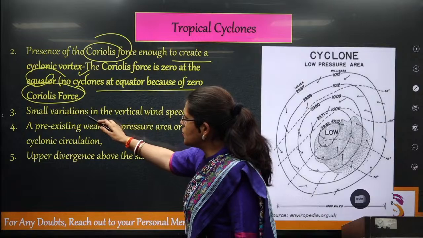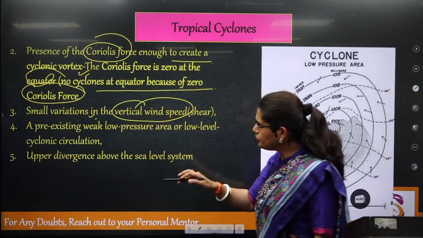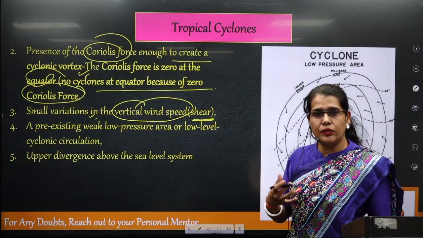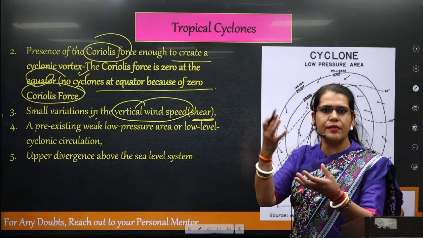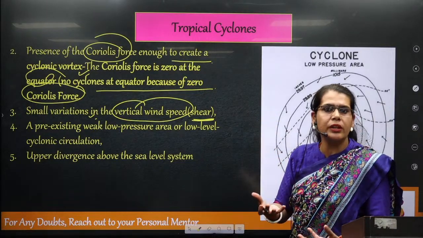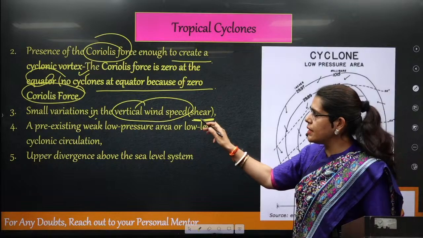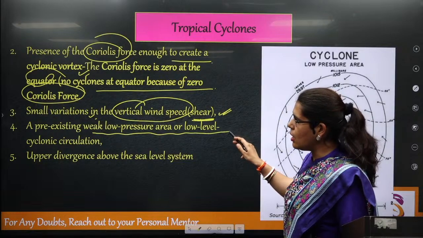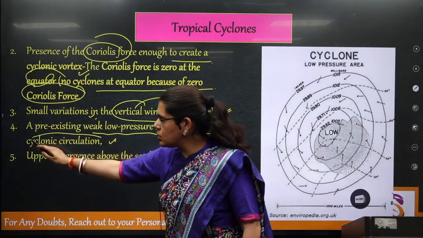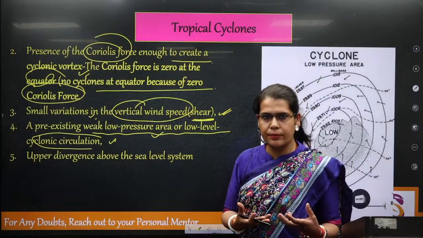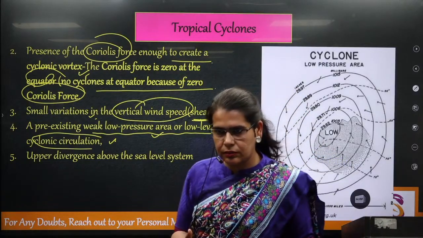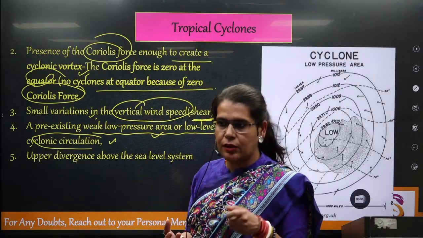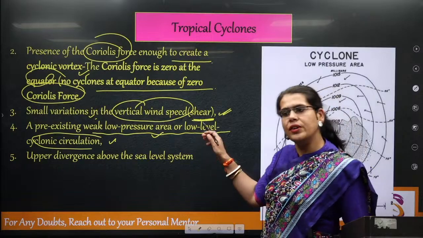Then small variations in the vertical wind speed. That is the wind shear. Now see, if there are very high variations in wind shear, then it would dissipate very quickly. It will not form, that storm will not form at all, right? So hence this condition is very essential. Then a pre-existing weak low pressure area or low level cyclonic circulation. So this low pressure center may also dissipate if it does not intensify into a cyclone. But if it intensifies, then it can lead to the formation of cyclones.